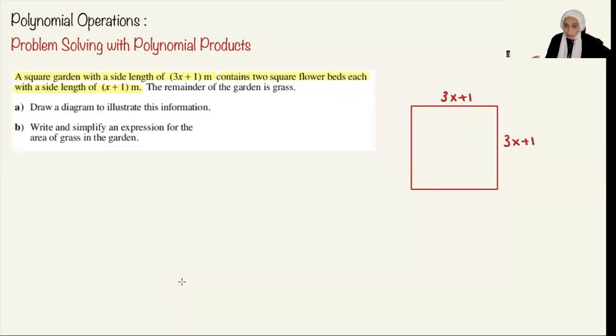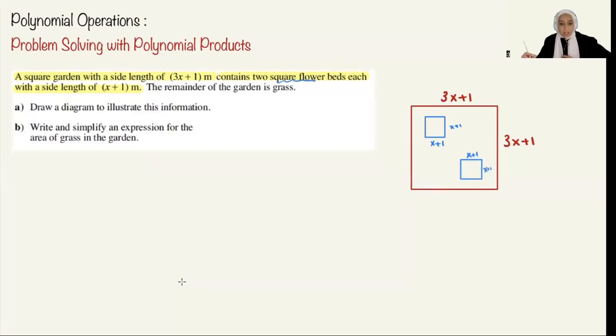And then it says that this square garden contains flower beds. If you've ever seen gardens, they make flower beds in squares inside. So that's what I'm going to draw inside. So there's a square flower bed, each with a side length of x plus 1. They said that they made 2, so that's the first one, and I can draw another one in here. Hopefully it's going to look like it's the same size. So x plus 1 on all sides.